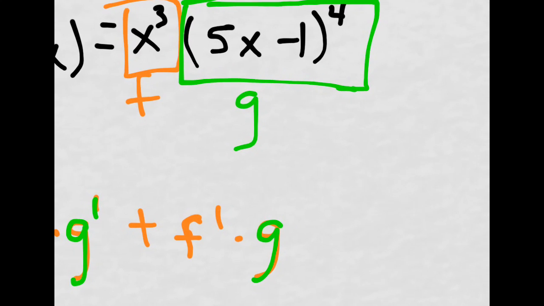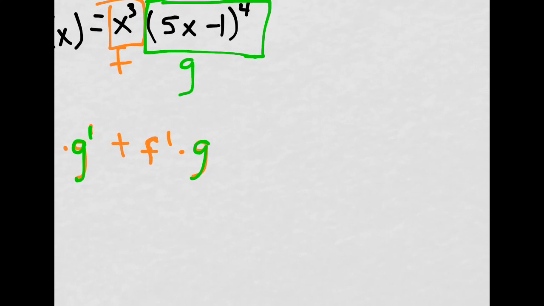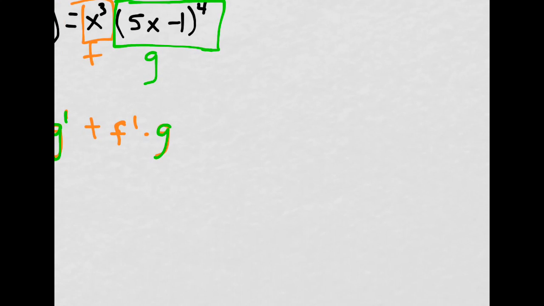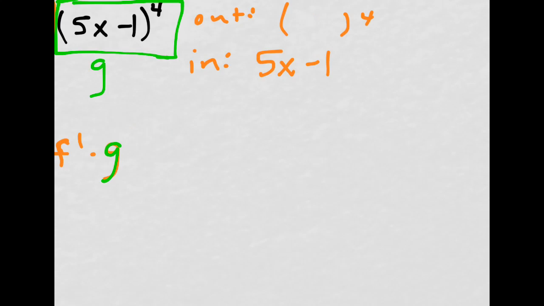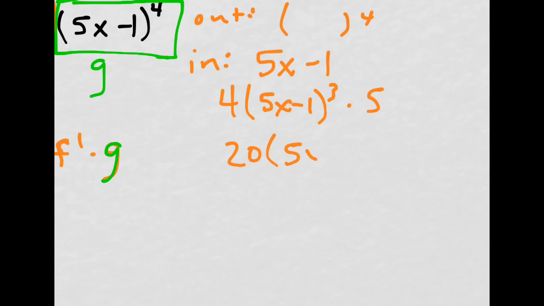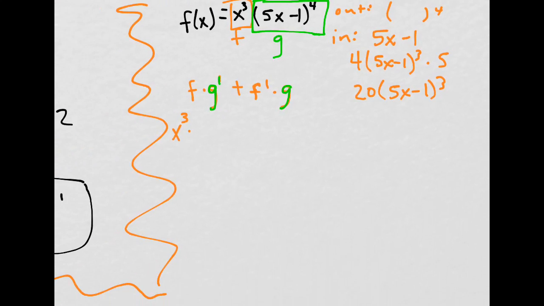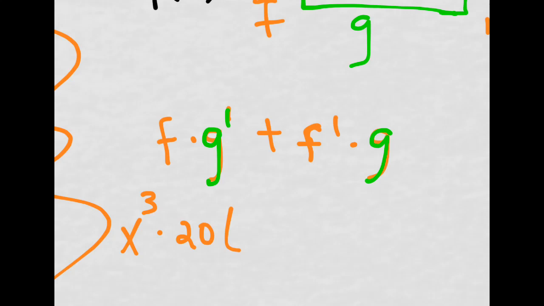So f is x cubed, and then g prime, I just want to look inside the green box. I want to take the derivative of what's in the green box. So prime just means you're taking the derivative, right? You're still going to do the out and the in, yeah. You're just going to do it on the other part. You don't include x. The derivative is going to be 4 times 5x minus 1 to the third times 5. So it would be 20 times 5x minus 1 to the third. So that's what's going to go in place over here: 20 times 5x minus 1 to the third.